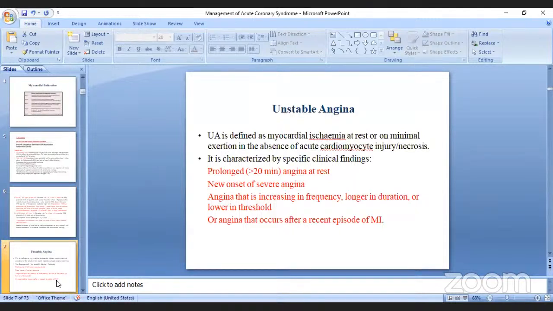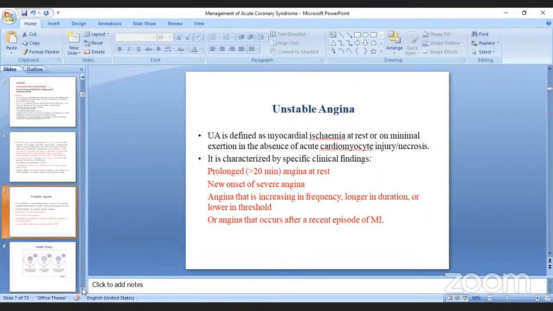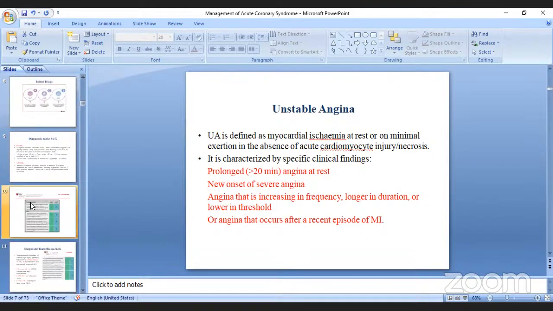What is unstable angina? Unstable angina is defined as myocardial ischemia at rest or on minimal exertion in the absence of acute cardiomyocyte injury or necrosis. So specific clinical pictures such as prolonged, or more than 20 minutes, angina at rest. Is there any new onset of severe angina, angina that is increasing in frequency, longer in duration or lower in threshold, or angina that tends to occur after a recent episode of MI?